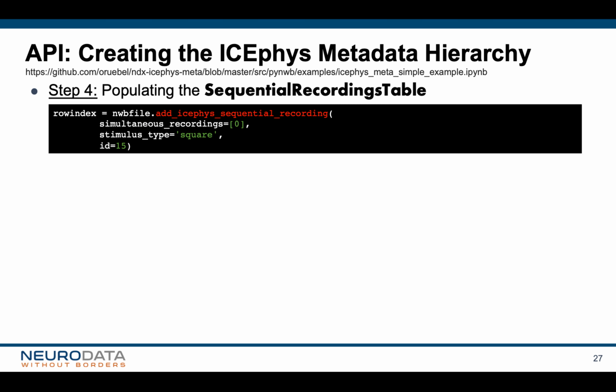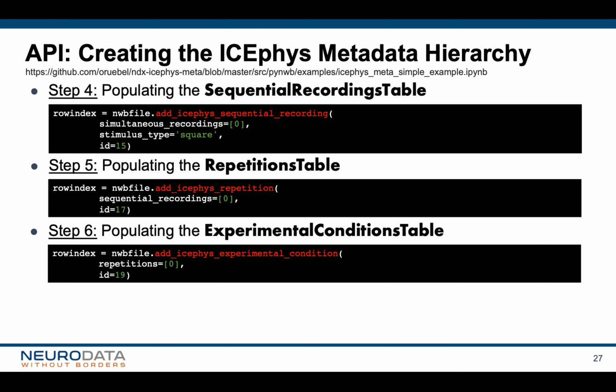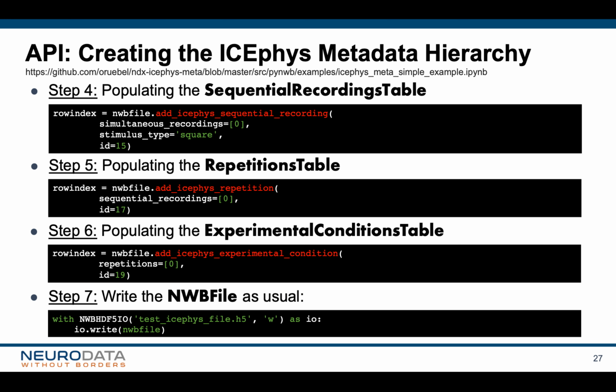So we then next populate our sequential recordings table. All these processes now go very similarly. Our sequential recordings table has a set of references to the simultaneous recordings table. It has a stimulus type and again an optional ID that we can define. We then populate our repetitions table with reference to the sequential recordings table, and then finally the experimental conditions table, which references our repetitions. And then in order to write the data to file, nothing changes.